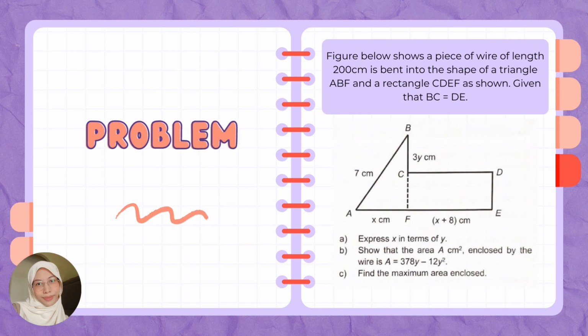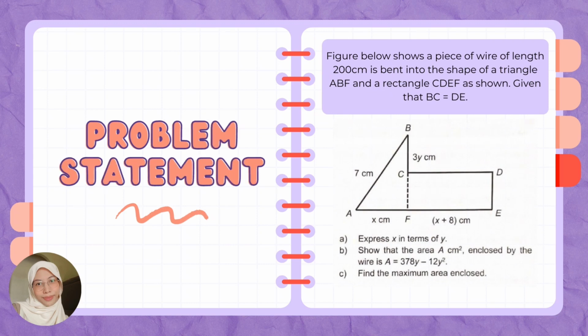Over here, we have the problem statement on applied maximum and minimum problem. The figure below shows a piece of wire of length 200 cm bent into the shape of a triangle ABF and a rectangle CDEF as shown, given that BC equals DE. Our first problem statement is A. Express x in terms of y.